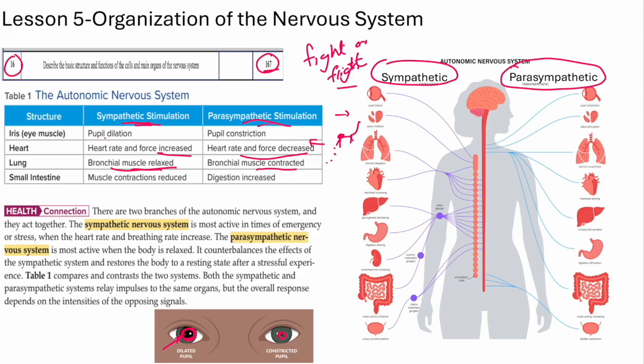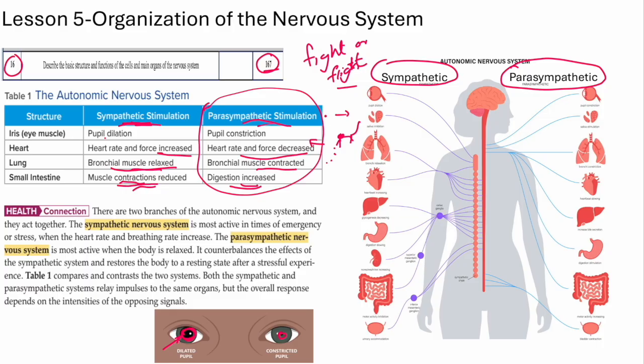And during the sympathetic nervous system, the muscle contractions of your digestive system, or the small intestine, will be reduced. So your digestion will be slow, right? You will have less digestion. But when you are at rest, when you eat and take rest, your digestion will be increased, right? That means your parasympathetic nervous system is active.